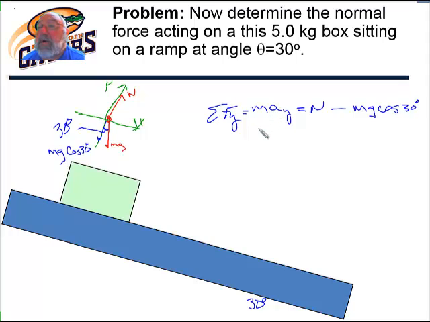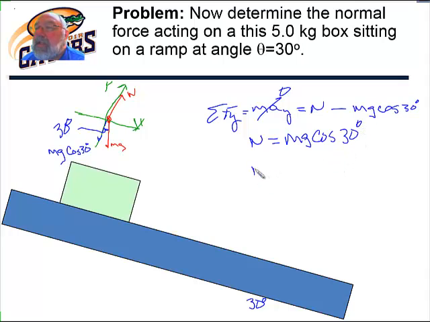The acceleration in the y direction is 0. Another good reason to put an axis along that direction: rotate our axis so the acceleration is 0 along one of the axes, which means that any acceleration that's happening is along the other axis. Much easier to deal with than having components of acceleration in both directions. That would be 0, which means that our normal is equal to the weight times cosine of 30 degrees.